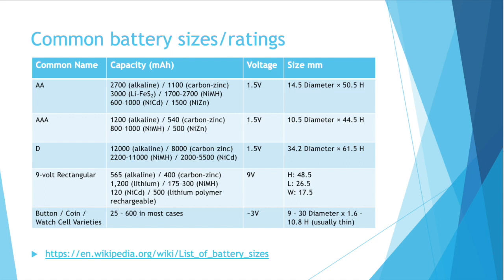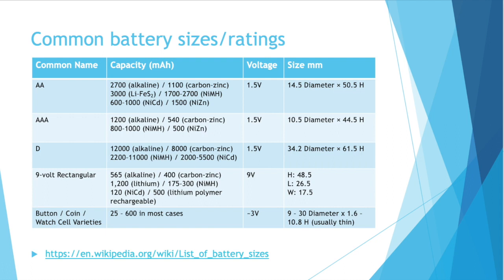You have AAA batteries, same voltage as AA, but a slightly smaller diameter and slightly smaller height. The capacities are relatively the same, although they don't look like they vary as much. You have D batteries. They can go much higher in their capacity, 12,000 milliamp hours, 8,000, much higher than AA or AAA, although the voltage is the same. Their diameter is much larger and their height is larger as well.